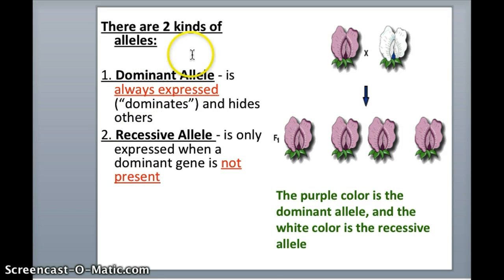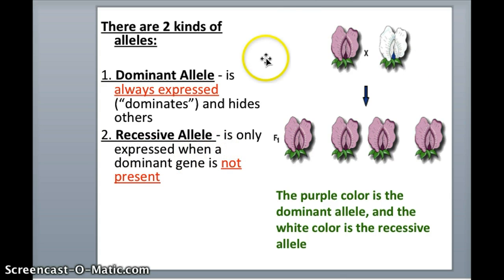Now, there's 2 different kinds of alleles, okay? There's something called a dominant allele, and there's one called a recessive allele. And the dominant one is, if you think of the word dominating, it's the one that takes over. It always wants to be in the spotlight. It's the allele that's always expressed, and it actually covers other alleles. So it masks other alleles. And the recessive allele is the allele that's only shown when the dominant one is not present.